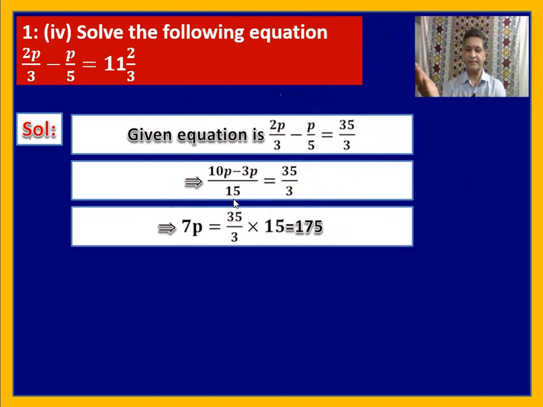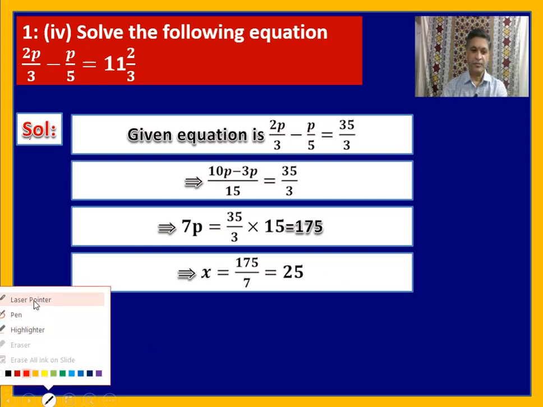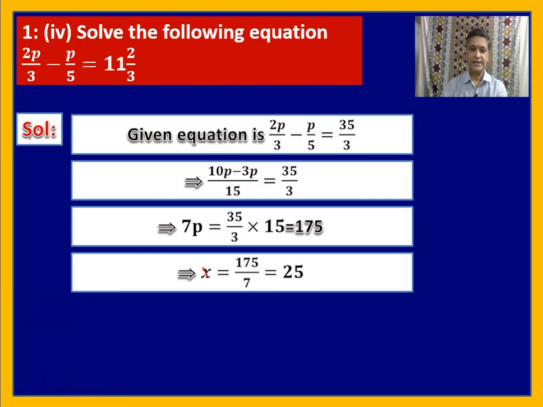Send this 15 to the right side. Then you get 7p is equal to 35 by 3 into 15. 3 cancels in 15 5 times. 5 into 35 is equal to 175. So 7p is equal to 175 and p is equal to, here you have to write p, not x, p is equal to 175 by 7, that is equal to 25. You have to write p here, not x. Okay.